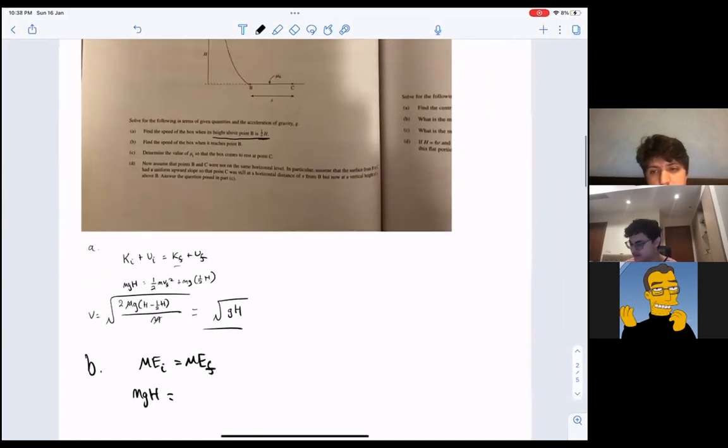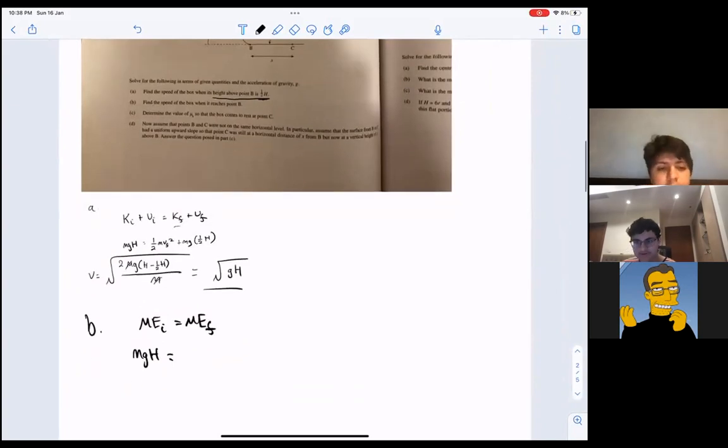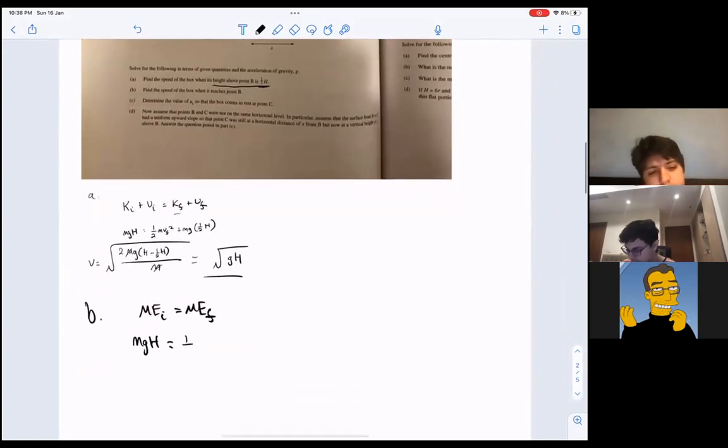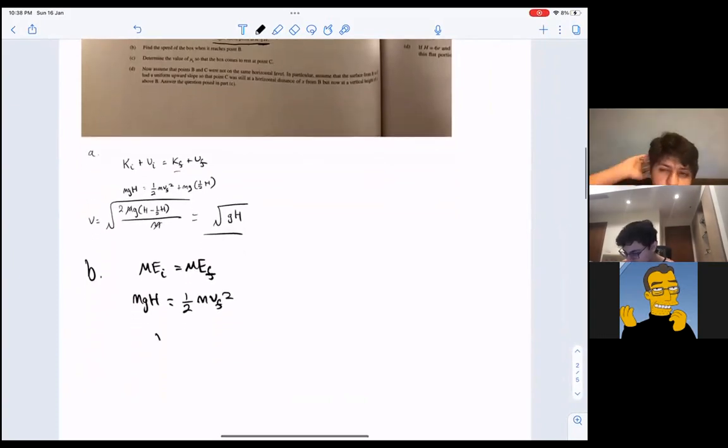Yeah, because it's ground level relative to the top. So therefore you can say 1/2 mv final squared, I guess. Yeah, that is correct. And then like the first question, we could simply just isolate v final to find the final speed. So v final will just equal the square root of 2gh. Okay, good.